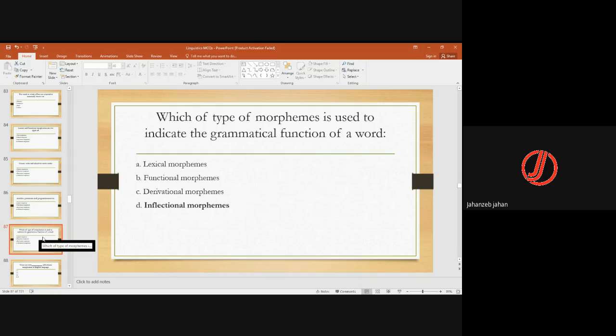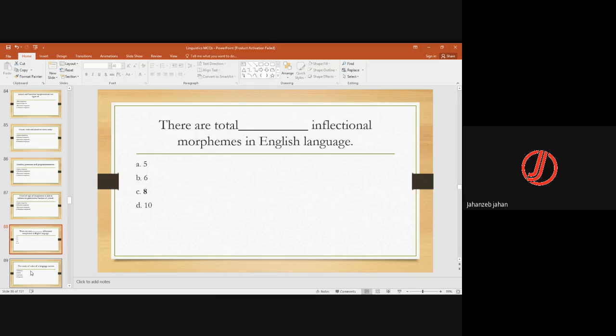So which of these types of morpheme is used to indicate the grammatical function of a word? So inflectional morphemes जो है वो grammatical function play करते हैं, जिसमें हम run के साथ s लगा दें. So that is telling the grammatical function of running in the present time. उसको run double n ing कर दें तो that makes it continuous. लेकिन stem same ही है. There are a total of 8 inflectional morphemes in the English language, जिसमें s है, er है वगैरह.